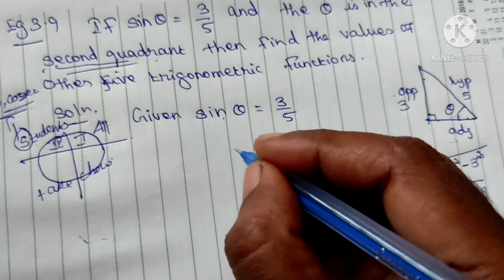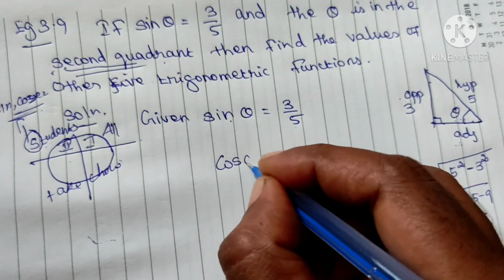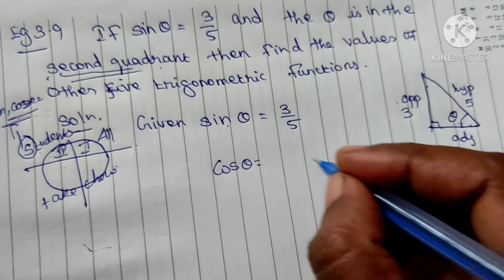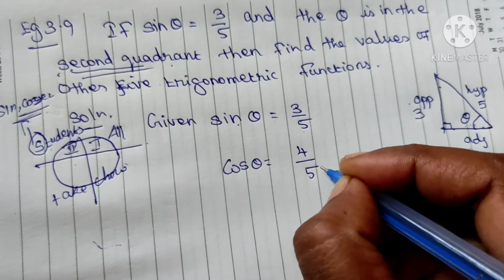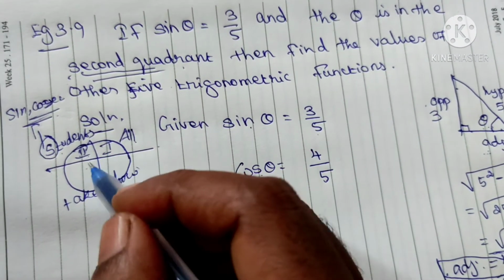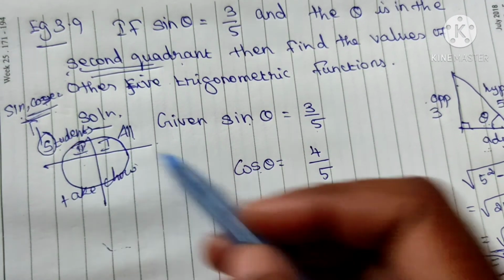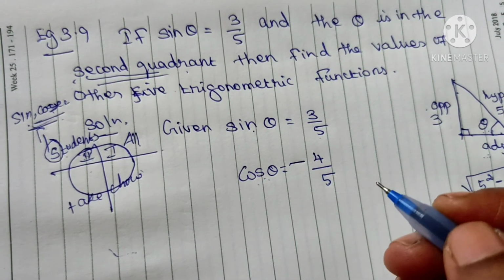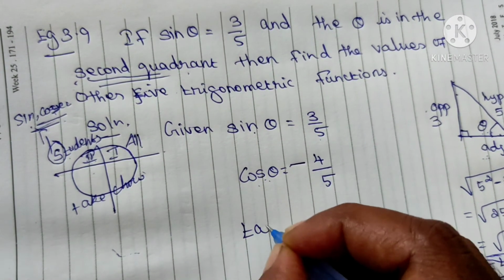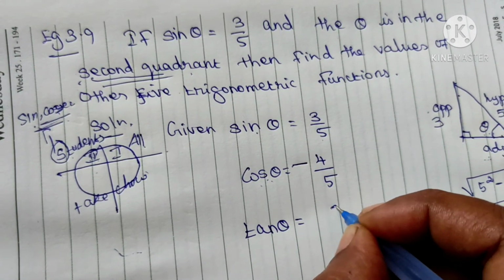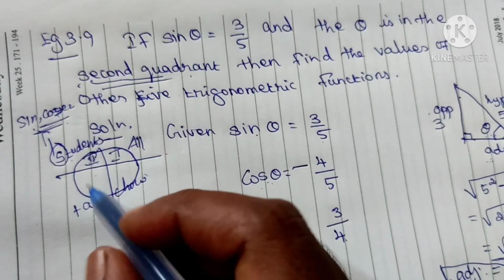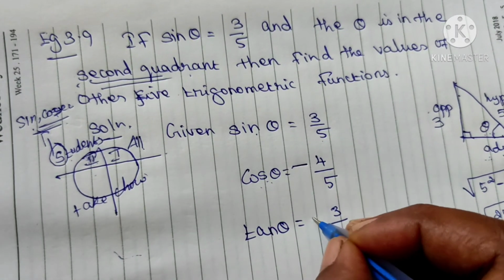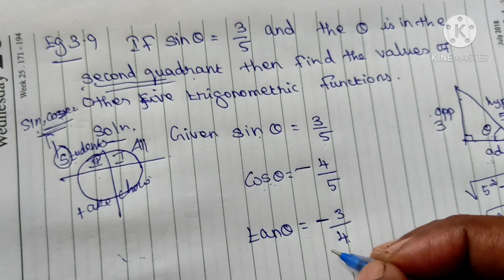Now sin theta is 3 by 5. Then what's the value of cos theta? Cos theta is equal to adjacent side by hypotenuse. Adjacent side is 4 and hypotenuse is 5. But in the second quadrant only sine and cosecant are positive. Other trigonometric ratios are negative. So cos theta is a negative value, minus 4 by 5. And tan theta is opposite side by adjacent side, so 3 by 4. But is tan theta in the second quadrant positive or negative? Negative. Okay, so tan theta is minus 3 by 4.